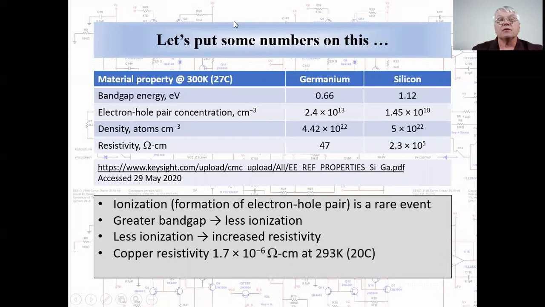Compare the resistivities of germanium and silicon here to that of copper. Look at the difference, many orders of magnitude difference. And look at their resistivities compared to glass. Now you can see why germanium and silicon are semiconductors.